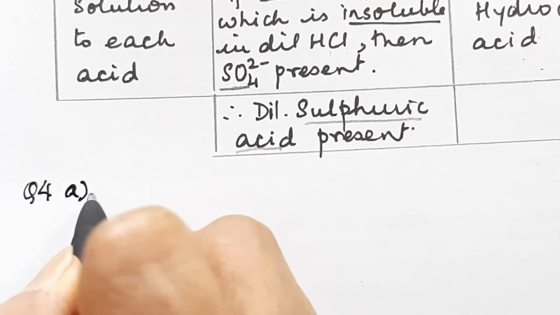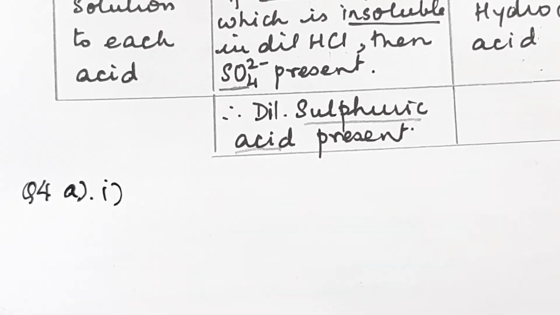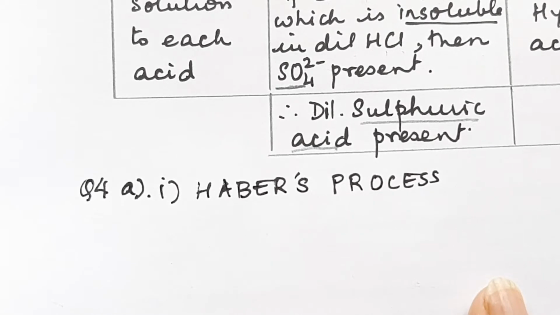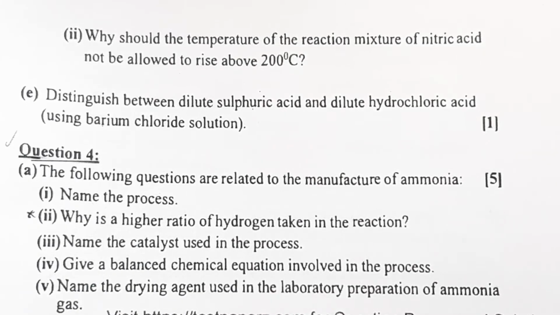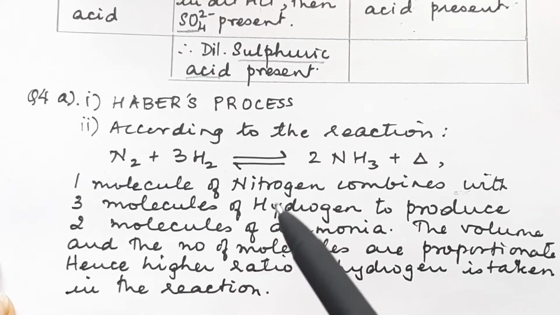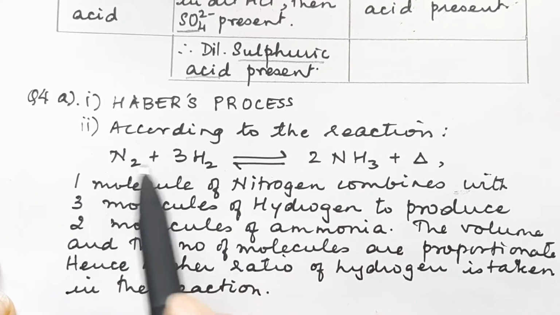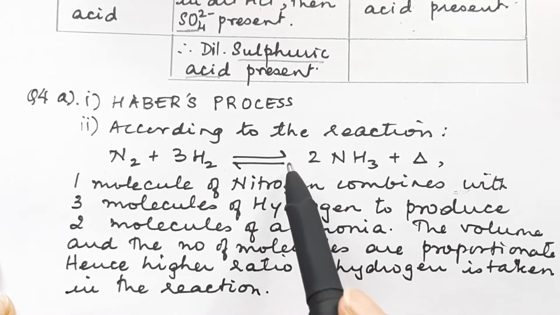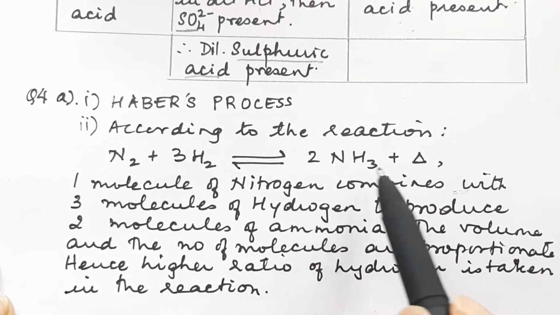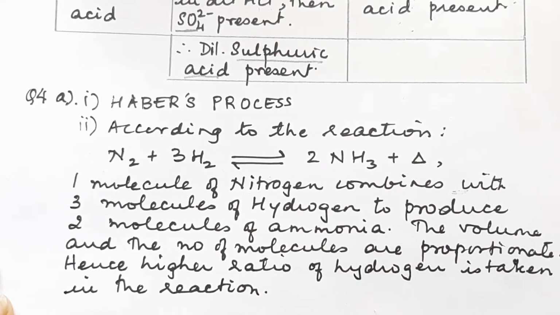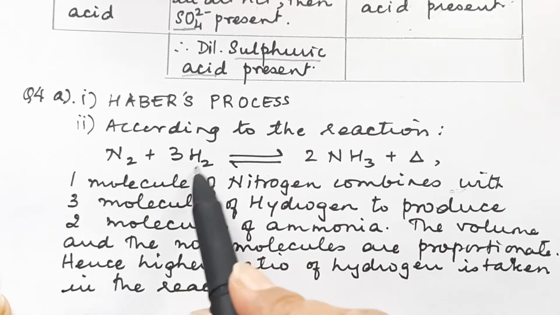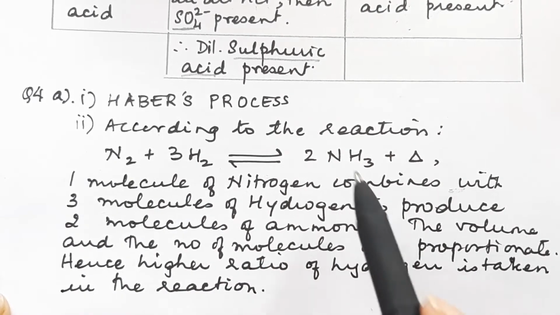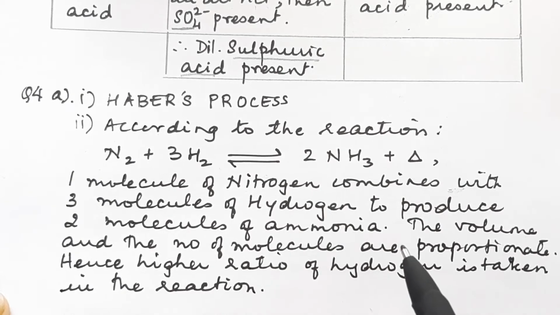Question 4a. Name the process was the first question. So we write Haber's process. Now we come to the second part. Why is a higher ratio of hydrogen taken in the reaction? The reaction for Haber's process is N2 plus 3H2 with reversible reaction gives us 2NH3 plus heat. So one molecule of nitrogen combines with 3 molecules of hydrogen to produce 2 molecules of ammonia.